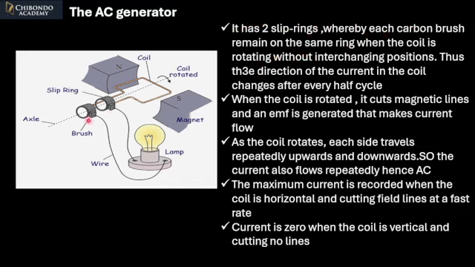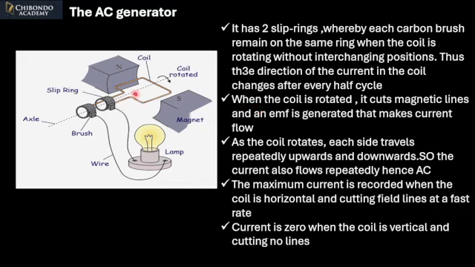So this carbon brush will remain on the same ring when the coil is rotating, without interchanging positions. Thus the direction of the current in the coil changes after every half cycle. Suppose during the first half cycle this side was positive and this side was negative. If the coil rotates, this side will again become negative and this side will become positive. So the positives and negatives keep on changing, they are alternating, so the current produced will be an alternating current.